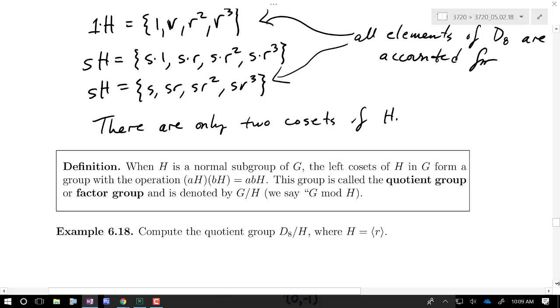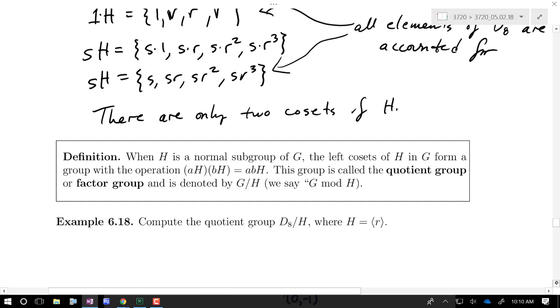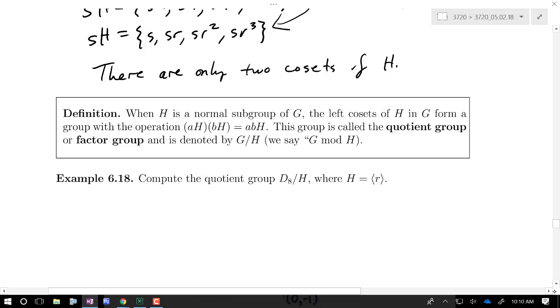I got 2 cosets. With this operation, if I take an element of this coset, like the 1 coset, and I zap it with an element of the S coset, I will get an element of the 1S coset. You just do the operation on the elements themselves. And we call this the quotient group, and we refer to this group as G mod H. We write it kind of like a fraction. That's why we call it a quotient group. Some people call it a factor group, but I usually call it a quotient group.